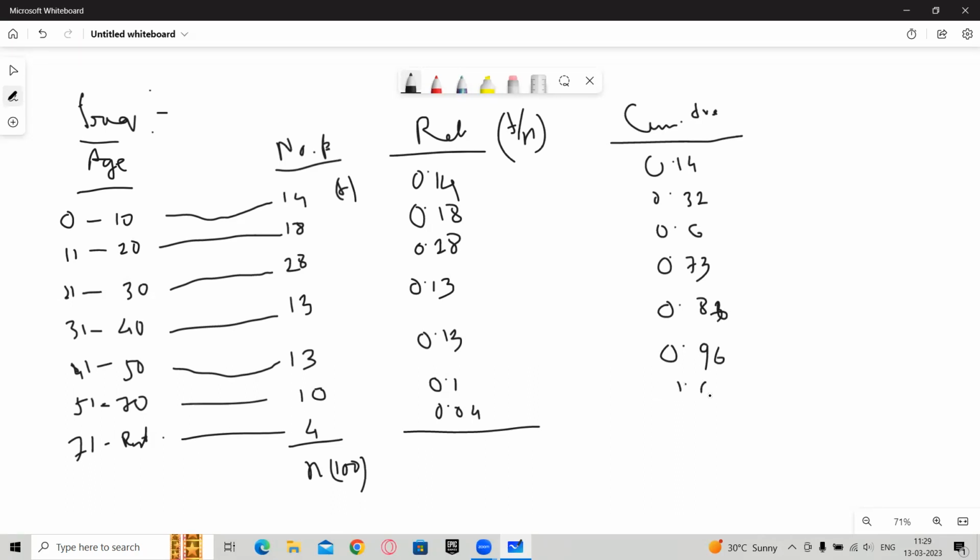And 1.0. Okay, now in the third position it would be 0.6. 0.18 and 0.14 is 0.32, right? 0.32 plus 0.28, okay, that's 0.6. So for the cumulative distribution, as you know, because we are adding all the relative frequencies, the total should be 1. Okay, the total should be 1.